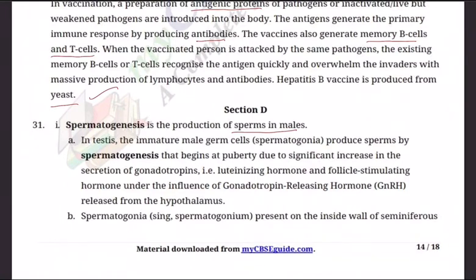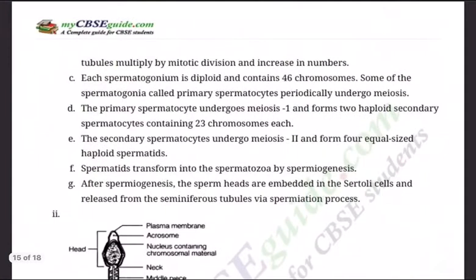spermatogenesis in humans. Spermatogenesis is the production of sperms in males. In testes, the immature male germ cells, spermatogonia, produce sperms by spermatogenesis that begins at puberty due to significant increase in the secretion of gonadotropins, that is luteinizing hormone and follicle stimulating hormone, under the influence of gonadotropin releasing hormone, GnRH, released from hypothalamus.